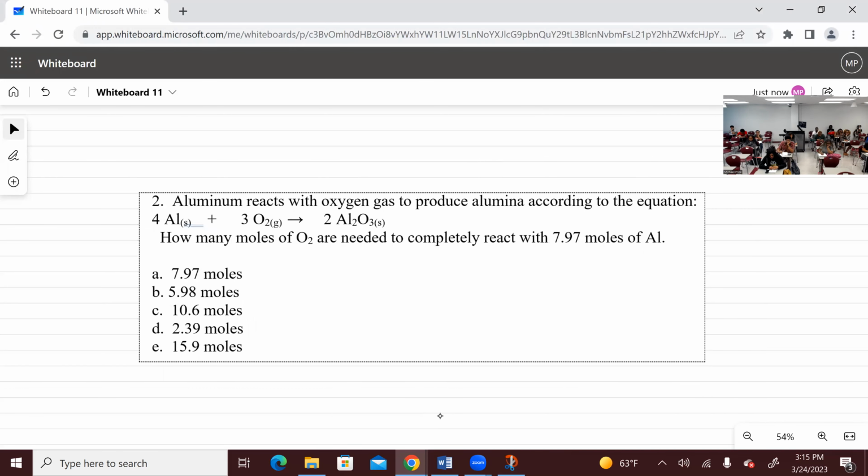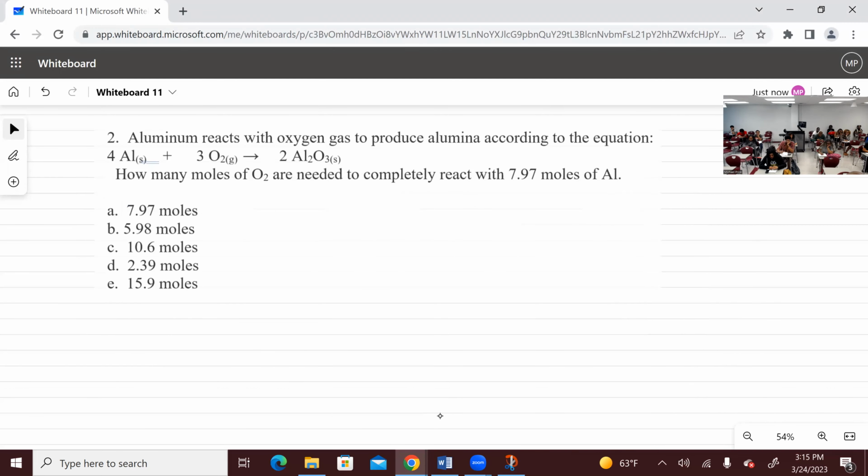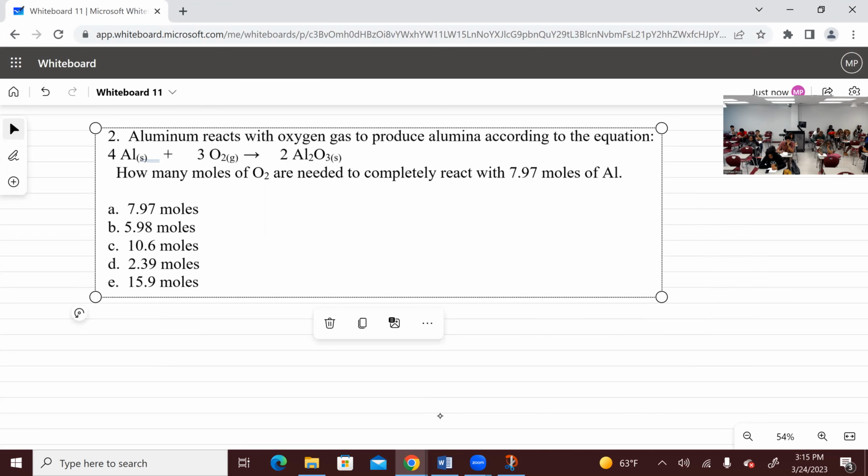Okay, all right, so let me read this again. Aluminum reacts with oxygen gas to produce alumina according to the reaction. So notice that I have 4 moles of aluminum reacts with 3 moles of oxygen to produce 2 moles of alumina. How many moles of oxygen are needed to completely react with 7.97 moles of aluminum? Now notice they gave you the moles of one reactant and they asked you to find the moles of the other reactant. This is something that we have to do all the time in chemistry.